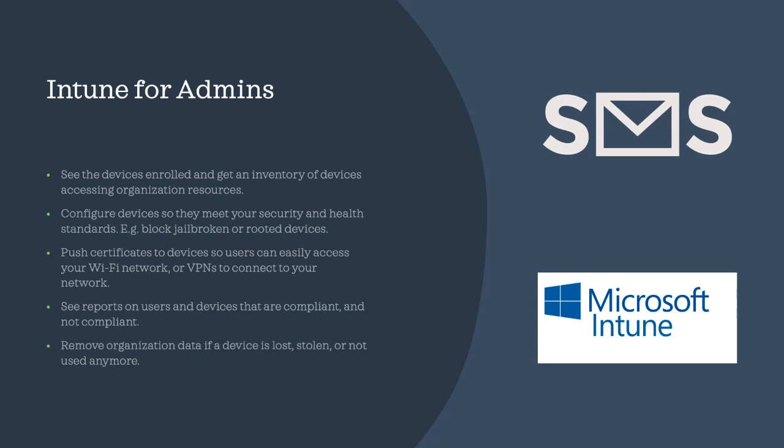So, for example, if you have an Android device that's rooted, you can block them. If you've got an iOS device that's jailbroken, you can actually say, well, you're not accessing my network because the device isn't secure. So you can block things like that. You can push certificates out that allow you to use certain Wi-Fi networks. So you can create a certificate that'll basically say, well, you can only connect to these Wi-Fi networks, or this VPN to connect to your network, your local network within the office, that is. And you can do things like see reports on users and devices, and make sure that they're compliant, and see ones that aren't compliant.